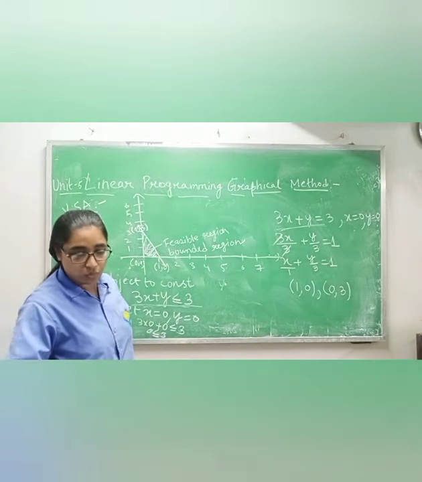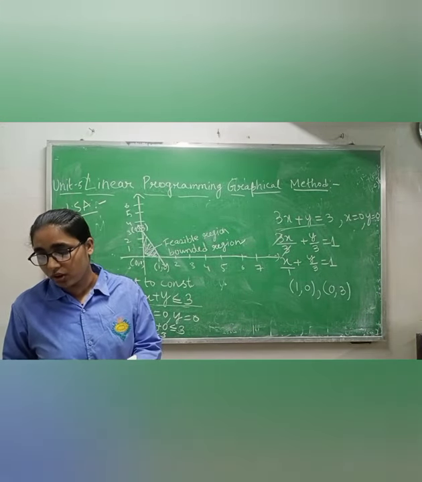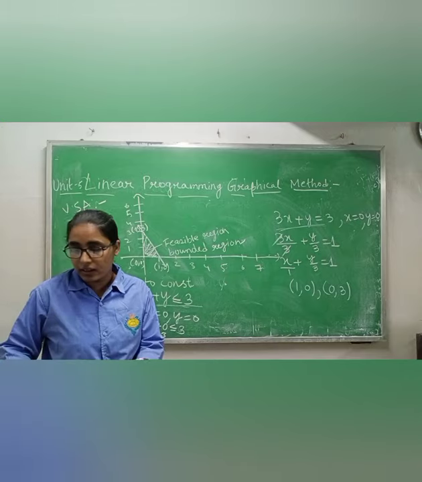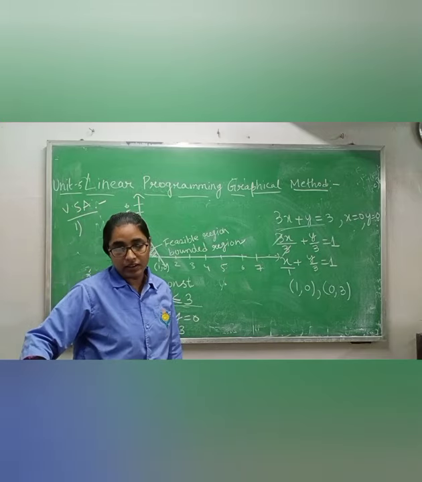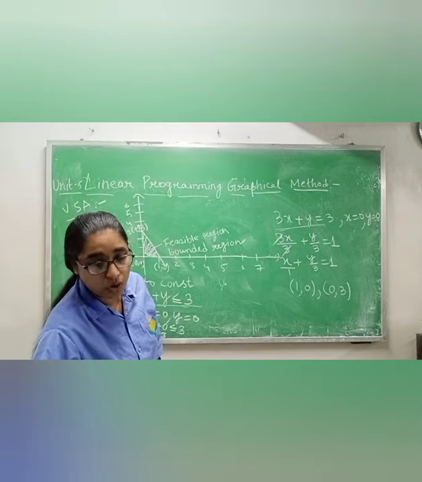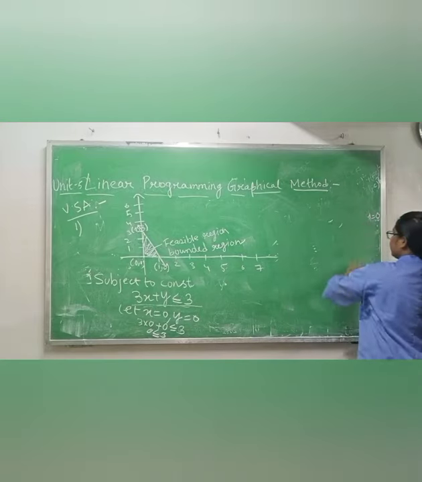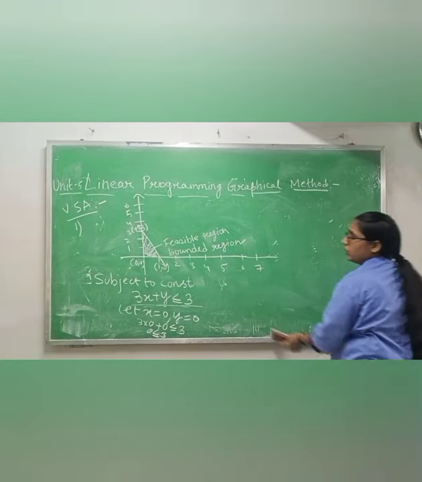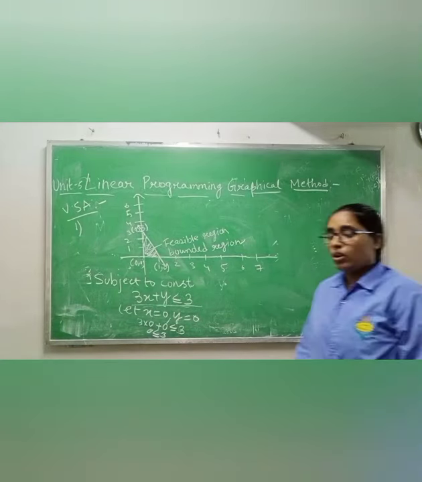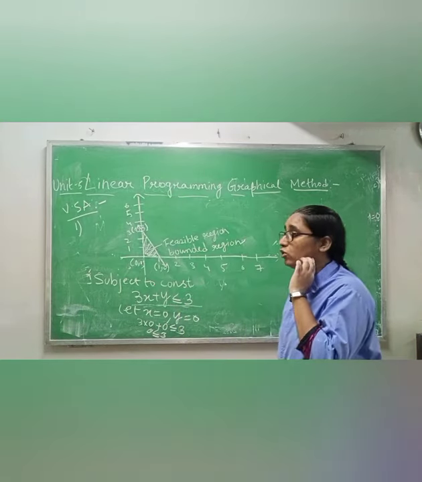Now question number 2. What they are saying: find the optimal solution of the above LPP and the maximum value of Z. We have to find the optimal solution as well as the maximum value of Z. Okay? Now how will you find the optimal solution and maximum value of Z?